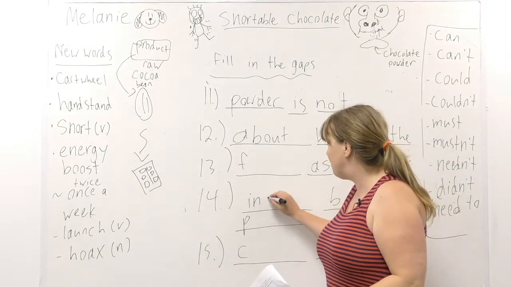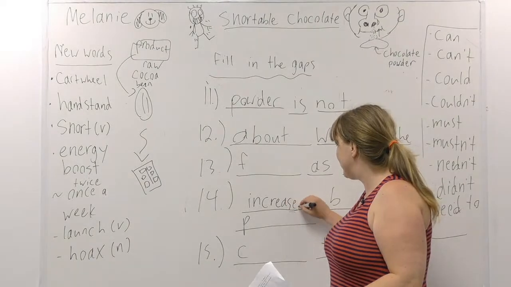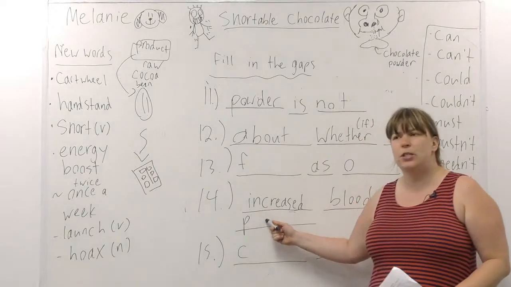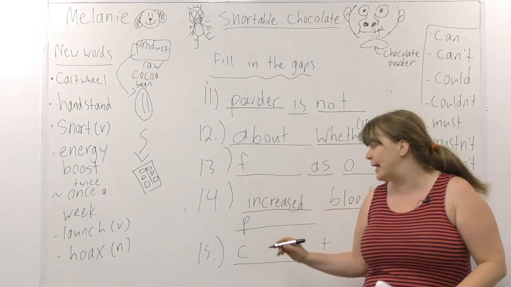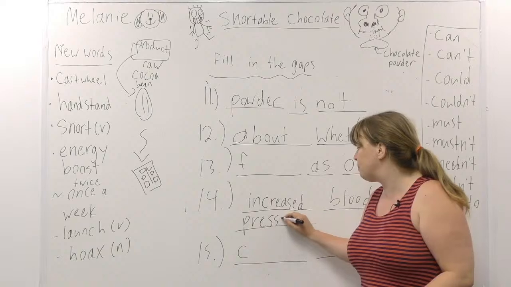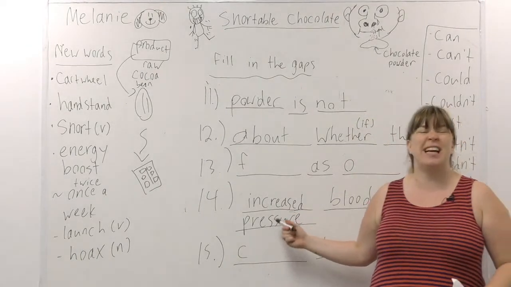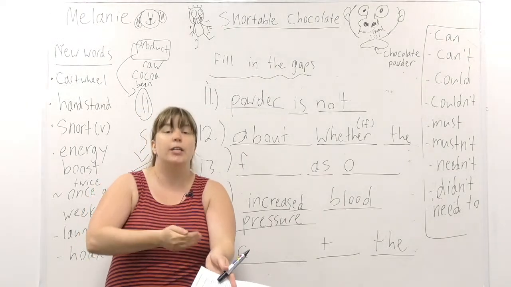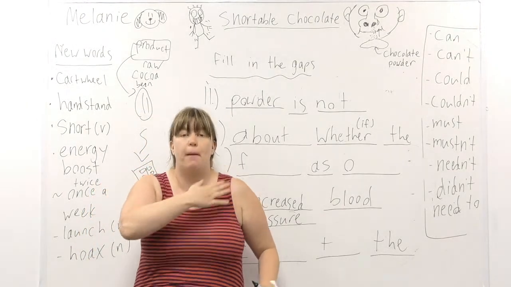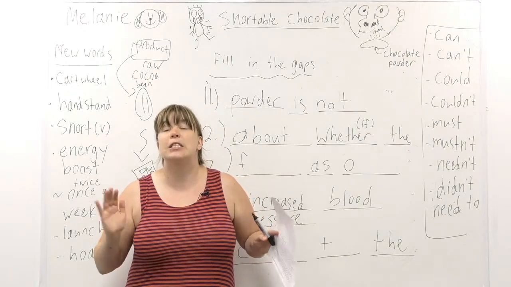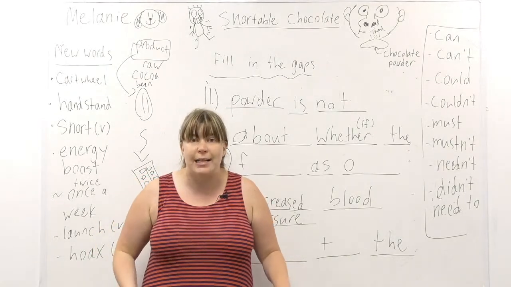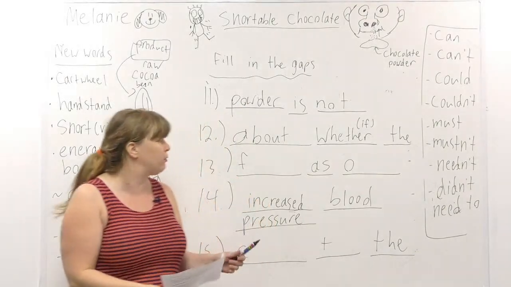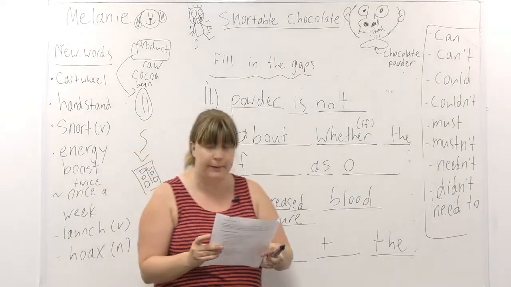Excellent. Yeah, that was tricky. Increased blood. Okay. Now this is a bit of a tricky one, so don't worry if you didn't get it. Increased blood pressure is the word I was looking for here. So increased blood pressure, it can be when your heart is beating too fast. Ba-boom, ba-boom, ba-boom. It's not good if your heart beats too fast. It can really be damaging for your heart. So you've got to be careful about increased blood pressure.